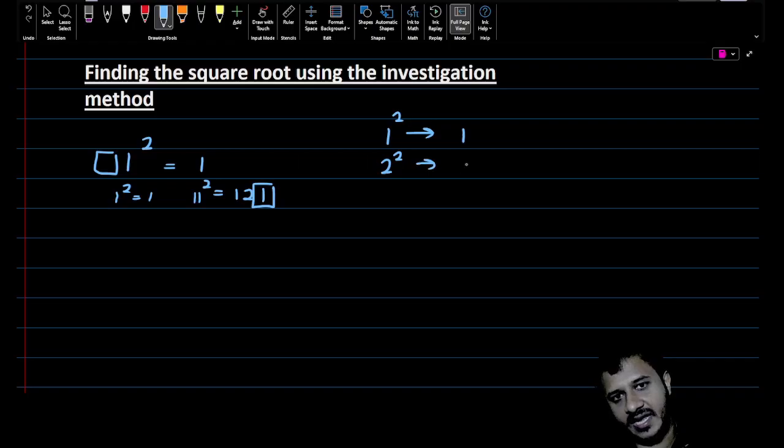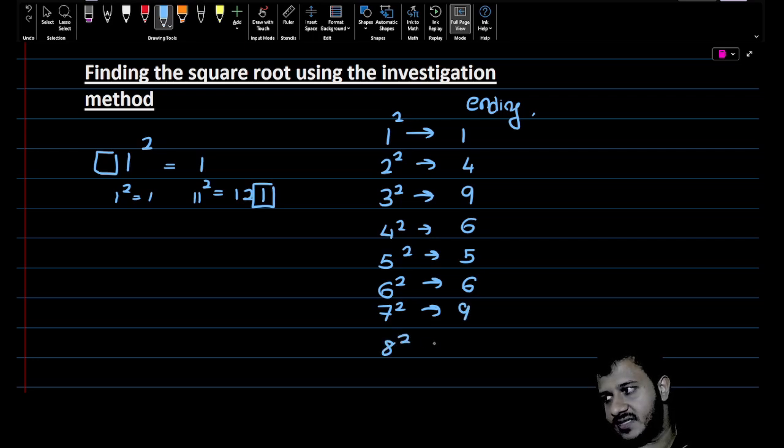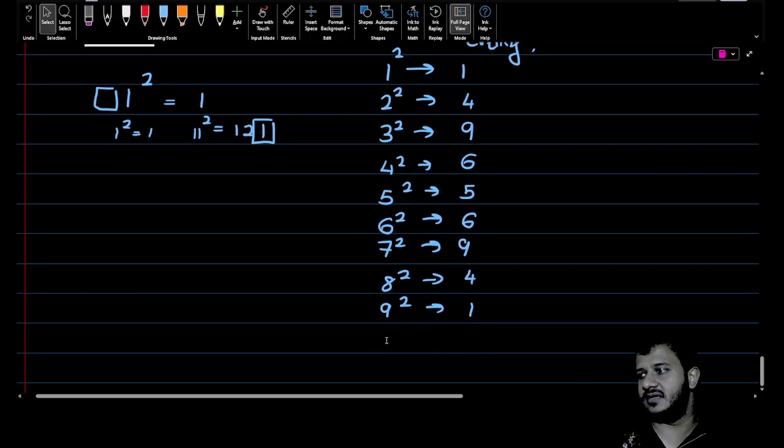2 squares are ending with a 4. 3 squares are ending with a 9. Now this is about the ending digit. Then 4 squares are ending with a 6 because 16, right? 5 squares are ending with a 5. Then 6 squares are ending with a 6. 7 squares are ending with a 9. 8 squares are ending with a 4. 9 squares are ending with a 1. And 10 squares, or anything ending with a 0, squares are ending with a 0.